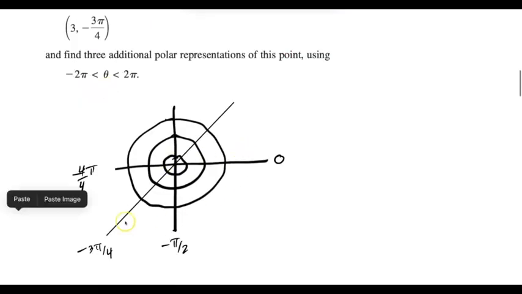We haven't got to here yet. We're a little short. Negative 3 pi over 4 is right there. And then 3 would be the third ring. So that guy right there. That's a normal one. That's what they gave us. We want 3 other representations of it.